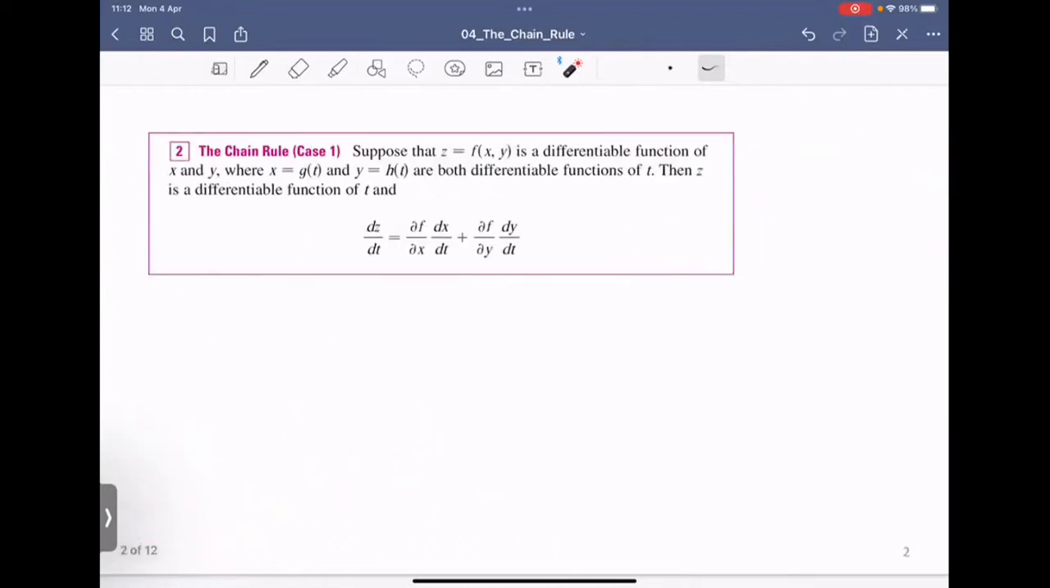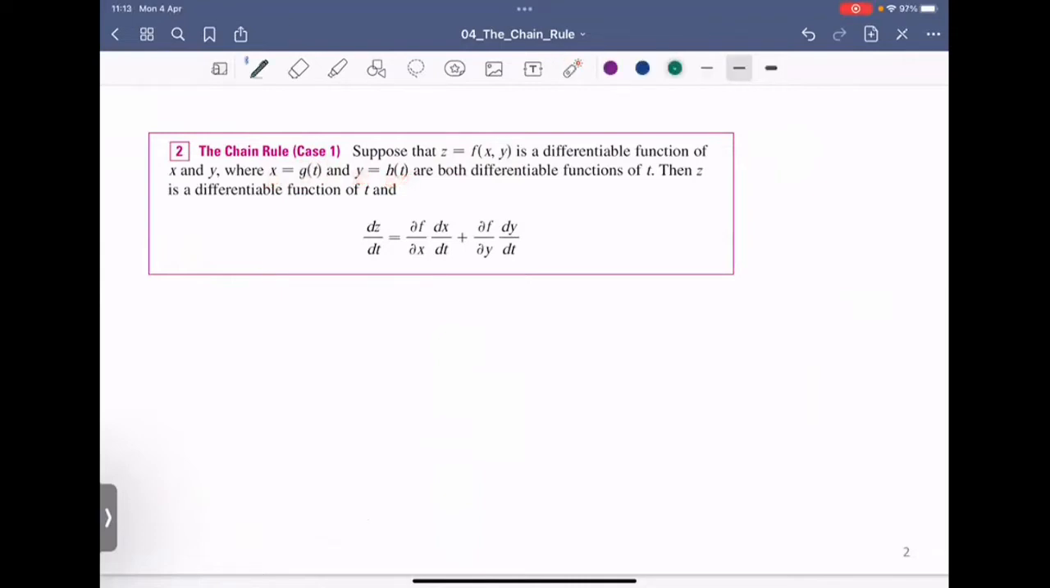So first of all, we're going to have the chain rule, case number 1, which is the easiest case. Suppose that we have the function of 2 variables f(x,y) here. And then x is a function of t. This notation means x is a function of t, and that function name is g. This is y as a function of t, and the name of the function is h.